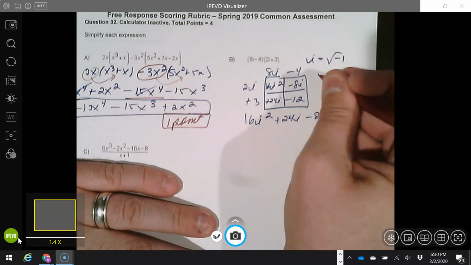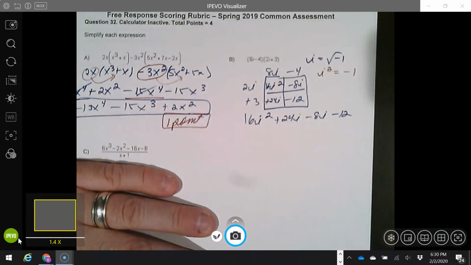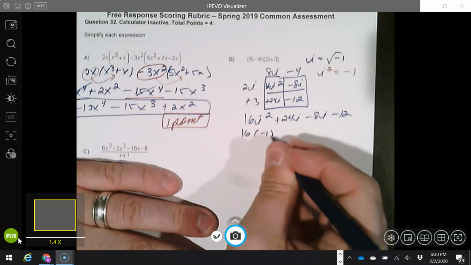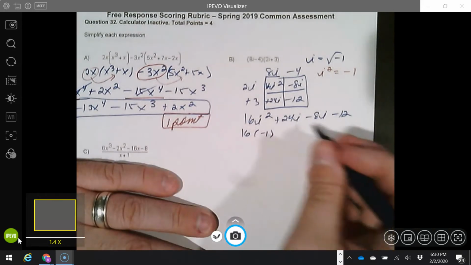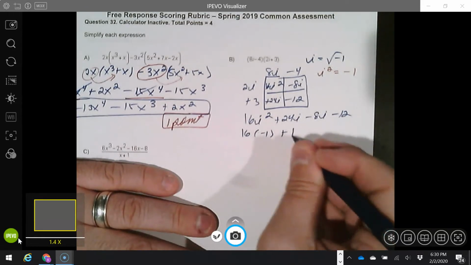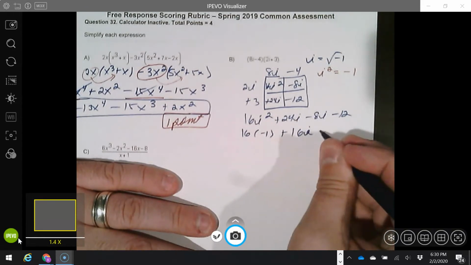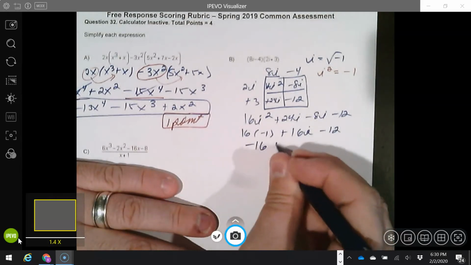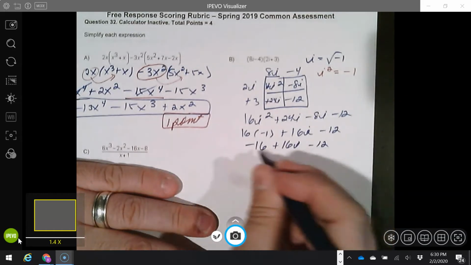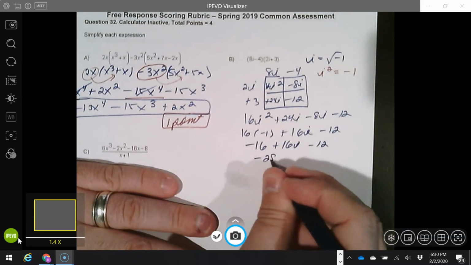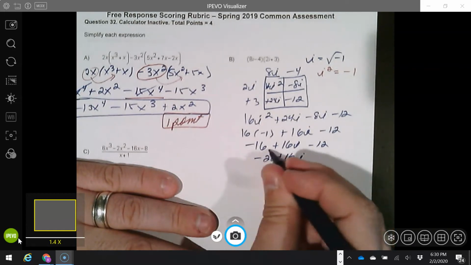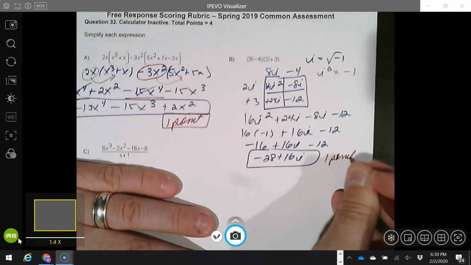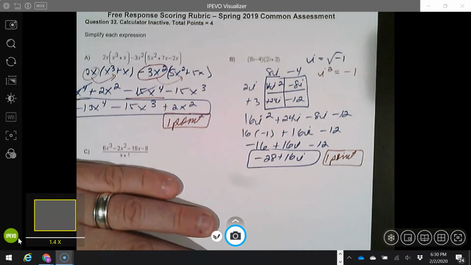Because we know i is the square root of negative 1, that means that i squared is negative 1. So 16i squared is the same as 16 times negative 1. 24i minus 8i is positive 16i minus 12. 16 times negative 1 is negative 16. Combining these two together, we're going to get negative 28 plus 16i. That's as good as it's going to get. And that was worth 1 point.